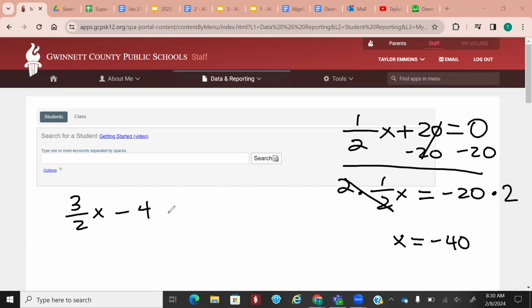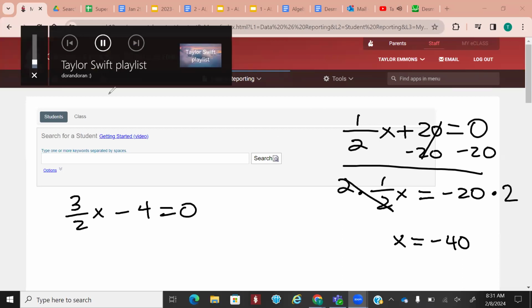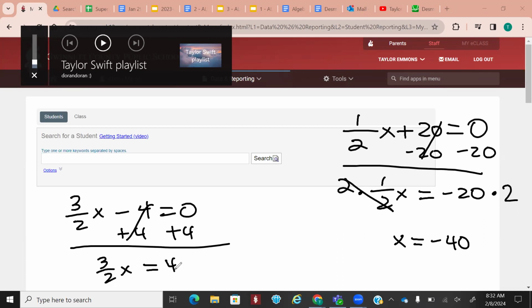Let's do a small number. Okay, try this one. You might get a little bit of a weird answer, but we'll work through it. So you added 4. Now, to get rid of the fraction, we're going to flip it and multiply by it. So what's the reciprocal of this guy?